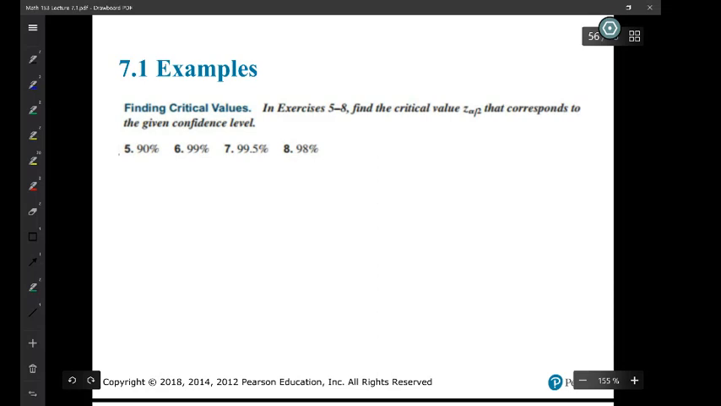Okay, we're going to go over some examples from 7.1. Our first example, find the critical value z sub alpha divided by 2 corresponding to the given confidence level. So we'll do 6.